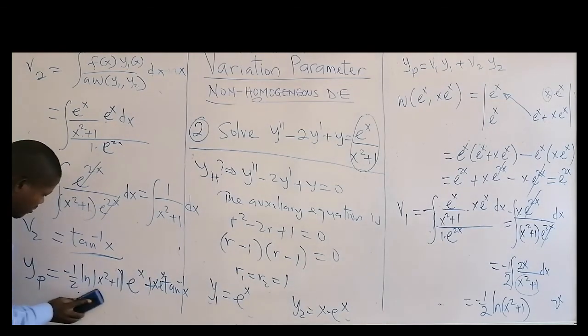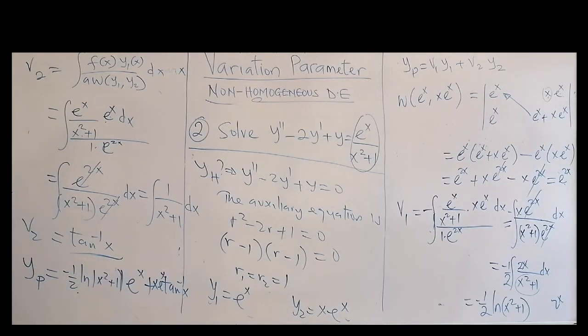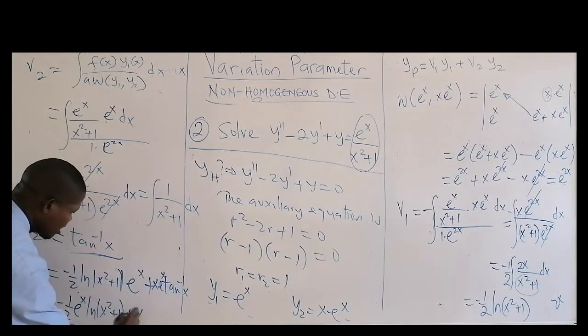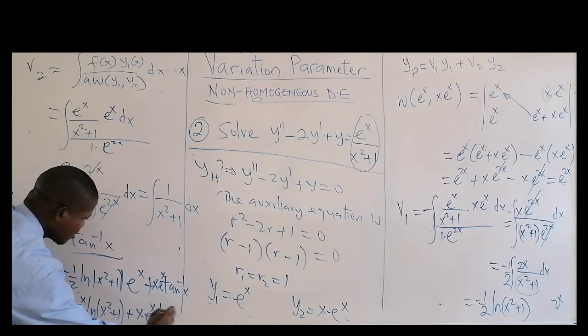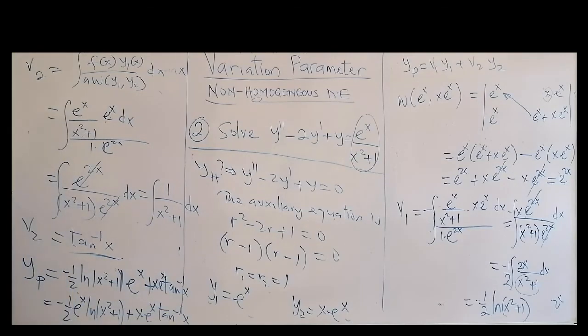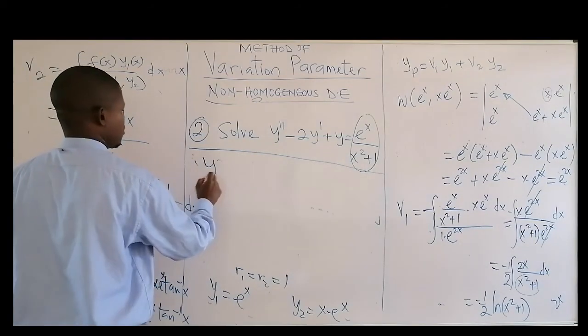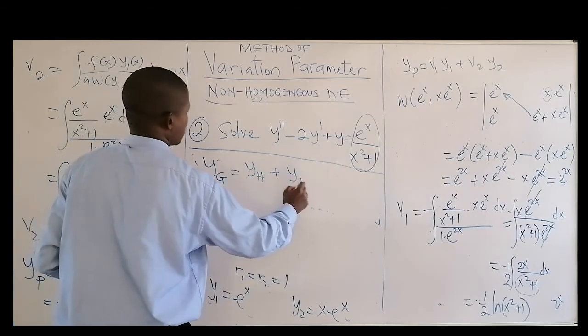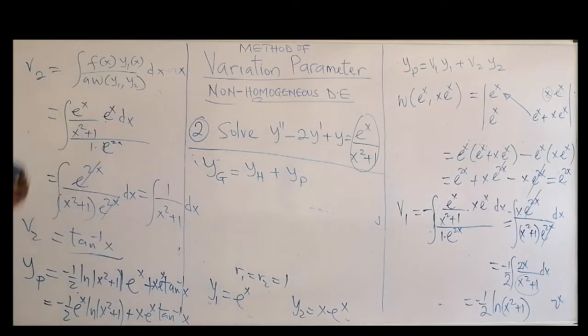So let's do the arrangement for this one. That will be equal to minus half, and then the e^x can come to the front, ln(x squared plus 1), then plus x e^x arctan x. So that's your yp for that question. The general solution is just equal to yh, you have this one, plus yp. Just input that, and then you're okay for that question.